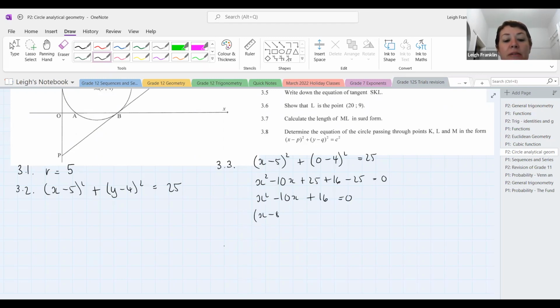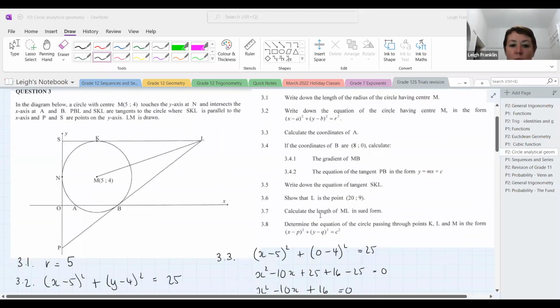So (x − 8)(x − 2) = 0. So either x is equal to 8 or x is equal to 2. So yes, I quite agree with you that at A, x would be equal to 2. Okay, so therefore the coordinates at A would be (2, 0). Good job. Okay, nice work, everybody.